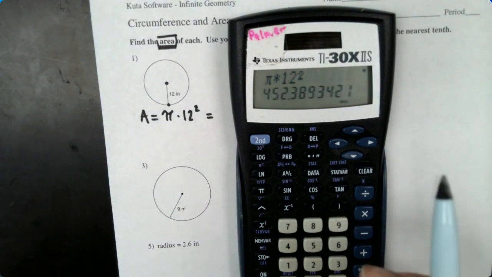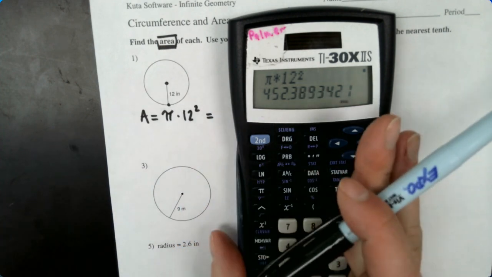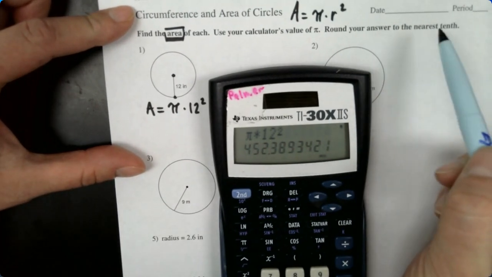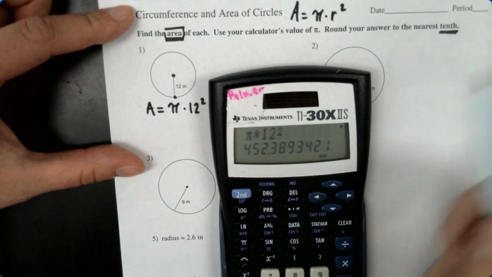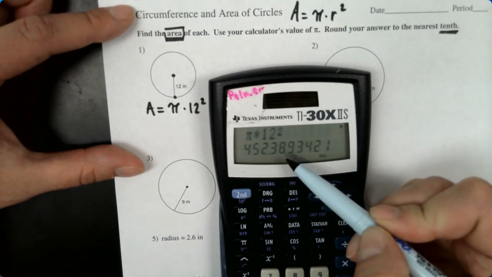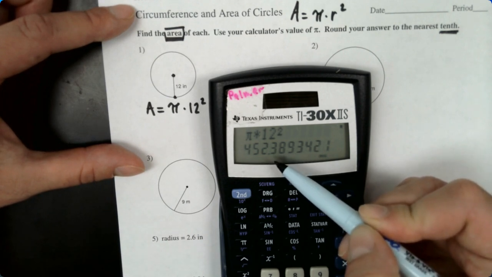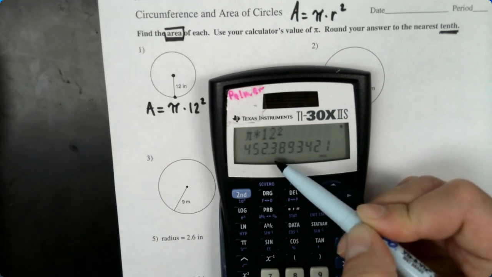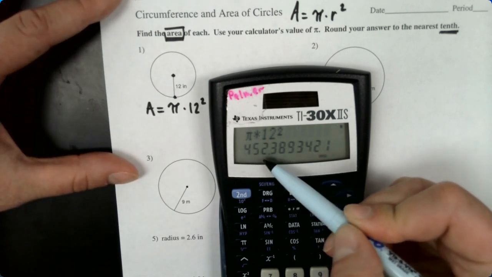Okay, remember, these all have units. This one's in inches, so we need to label the unit. And also this says round to the nearest tenth. That means the first decimal place. So we're going to look at the second decimal place. The second decimal place is an 8. So then we go back to the tenths place. This is a 3. Because the next number is bigger than 5, we're going to round it up to 4. So this will be 452.4.